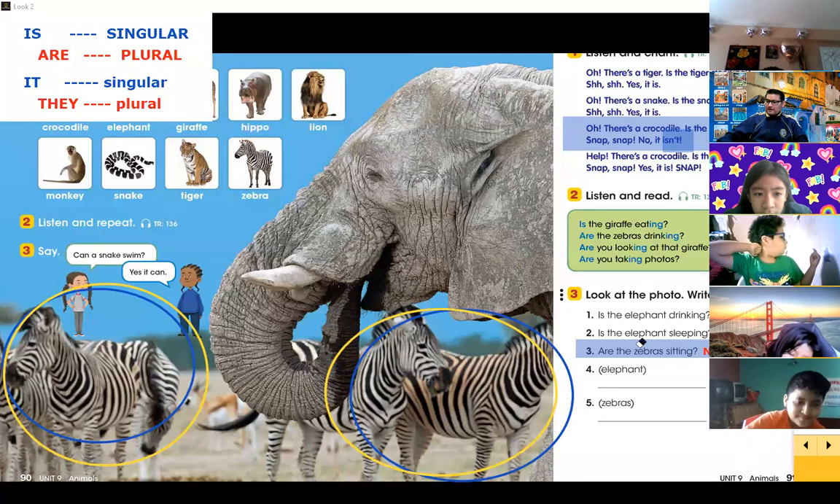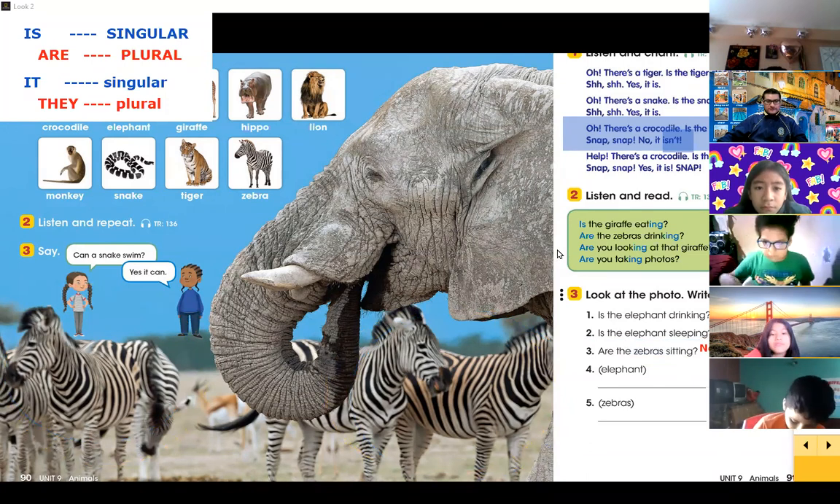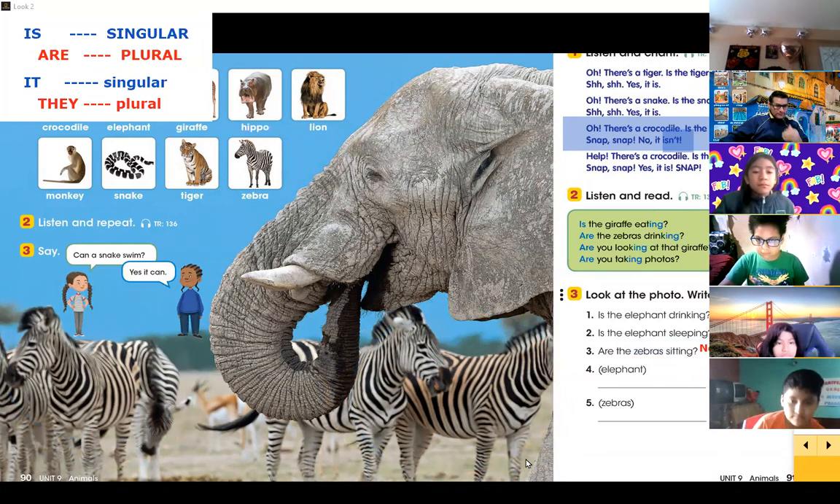¿Ok? Are the zebras sitting? No, they aren't. No, they are not sitting. They are walking. They are standing up. Now I'm going to ask another student. Let me see. We're going to do this with my friend. Who's going to do this? A ver, let me check.